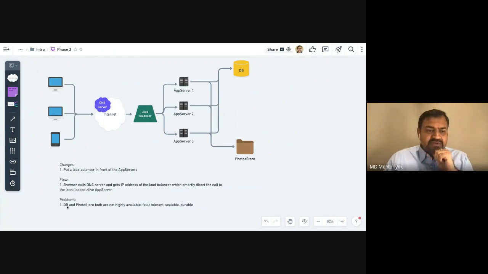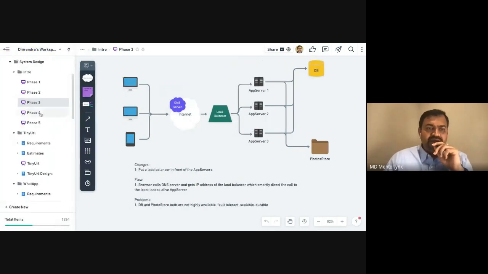Yeah, so that's what it is. Problems still: database and photo store both are still not highly available, fault tolerant, scalable, durable. None of those things are there because they are single systems, right? So all the other things are good, but these are the problems. How do we solve that, right? So let's think about how do we solve that now.